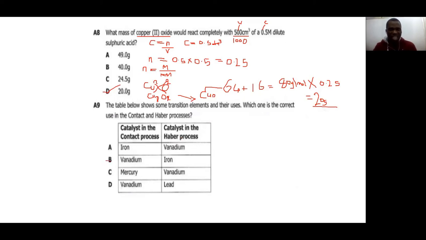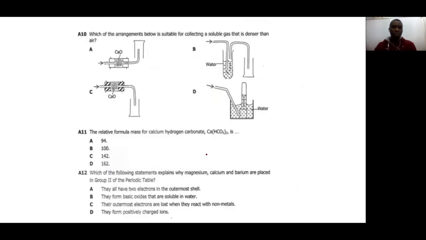So definitely here, these are just remembering questions. You have to know that the contact process is the industrial preparation of sulfuric acid, and the catalyst that is used is vanadium. Then the Haber process is the industrial preparation of ammonia, and the catalyst used here is iron. Okay, then let's look at question 10.